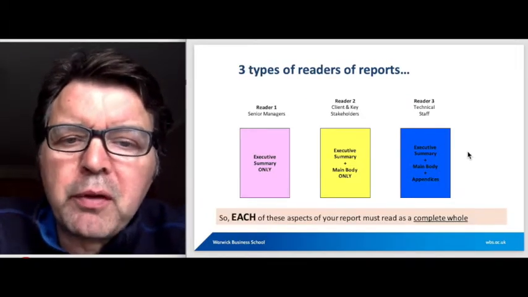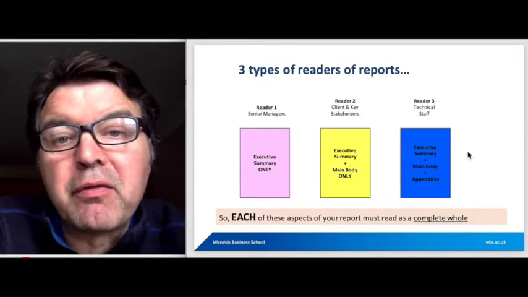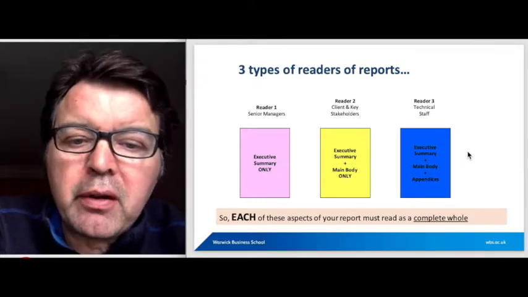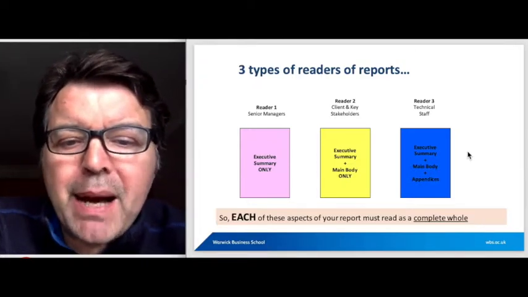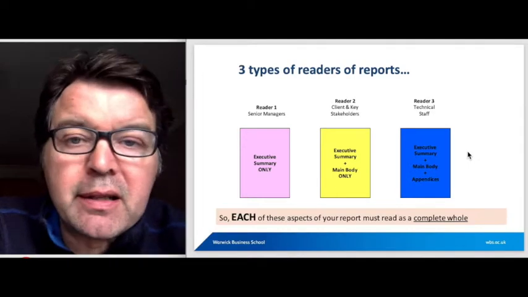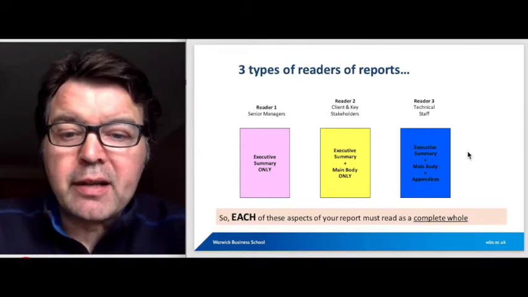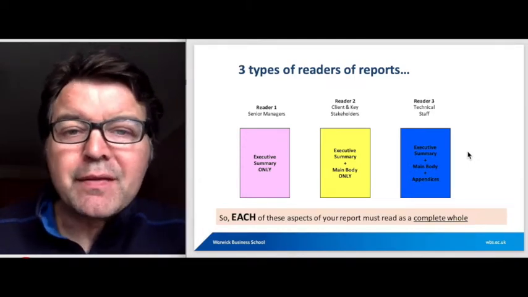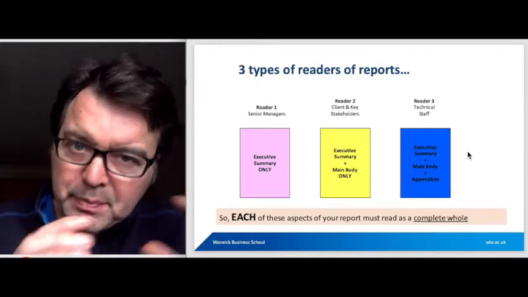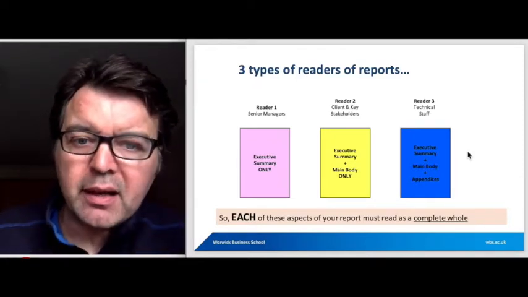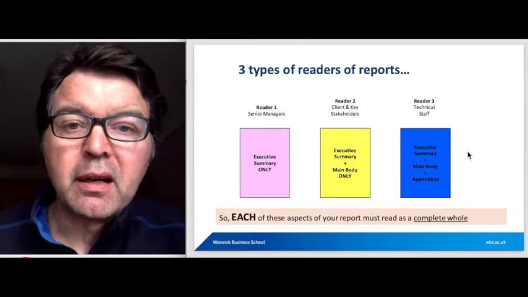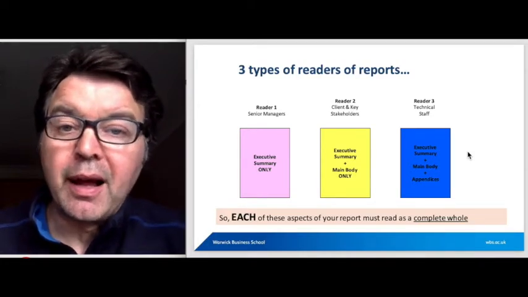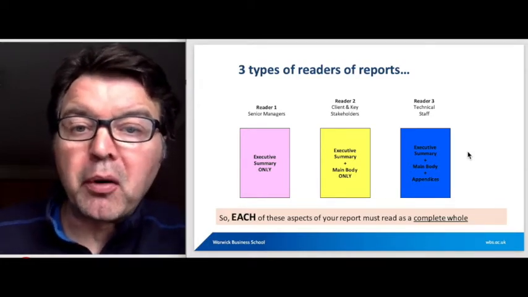Now, with reports, remember there are 3 types of readers. So there's the first type of reader, senior managers. They're only going to read the executive summary. That's it. Okay, so if your executive summary isn't very good or doesn't explain the whole of the project, then you've missed an opportunity to communicate with those people, and they're often the most important people.